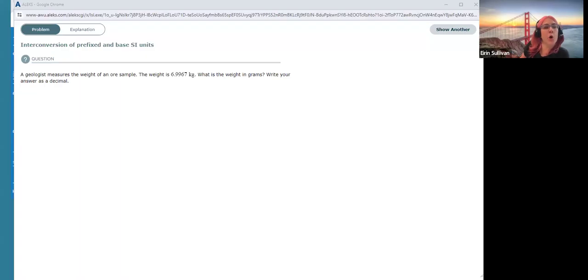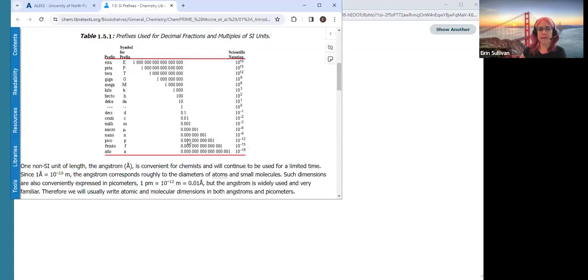So this topic is the interconversion of prefixed and base SI units. You may have met this before and thought, oh yeah, you just have to times it by 1,000 or divide it by 1,000 or whatever. First of all, I want to show you what I mean by an SI unit prefix. A prefix is basically indicating the order of magnitude of your unit. We use them a lot in chemistry and other sciences.